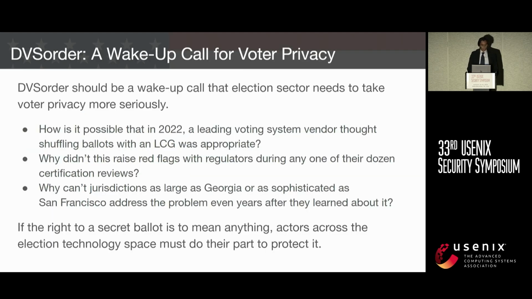Overall, we believe that DVSorder should be a wake-up call for voter privacy. How is it possible that in 2022, a leading voting system vendor thought it was appropriate to shuffle ballots using an LCG? Why didn't this raise red flags with regulators during any one of their dozen of certification reviews? And why can't jurisdictions as large as Georgia or as sophisticated as San Francisco patch these flaws even after they've known about them for years? If the right to a secret ballot is to mean anything, actors across the election sector must do their part to protect it. Thank you.